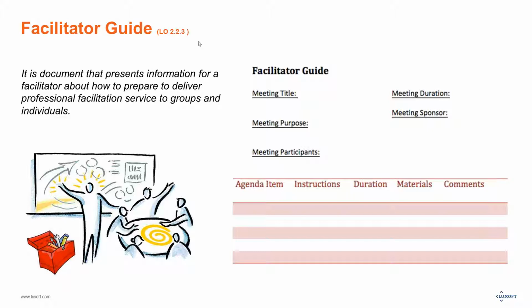If you prepare some training, for instance, or some event, for instance, a team building event or town hall event for a day or more, then you can write a facilitator guide. Again, here will be meeting title, meeting purpose, meeting participants, duration, sponsors, and then one by one come the items that will happen at the meeting.